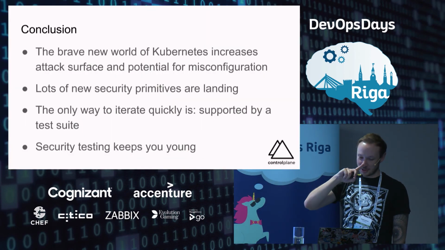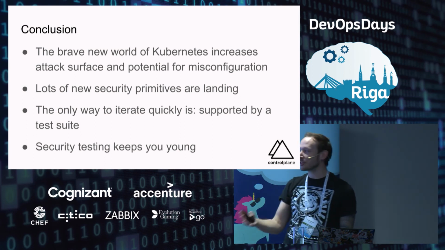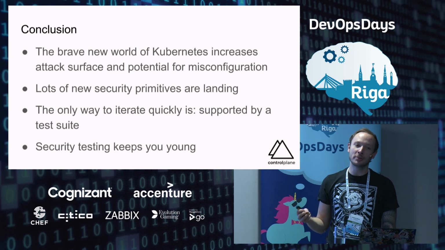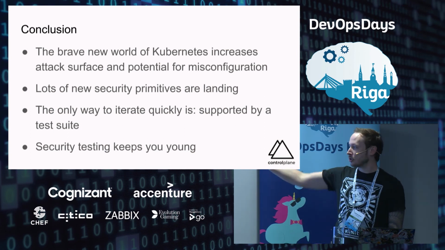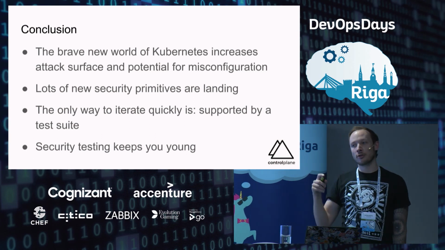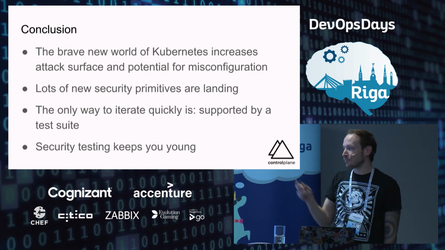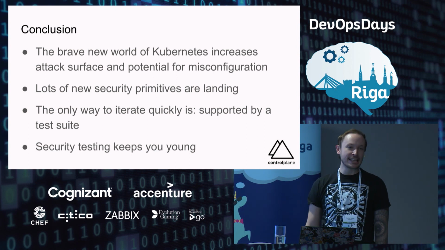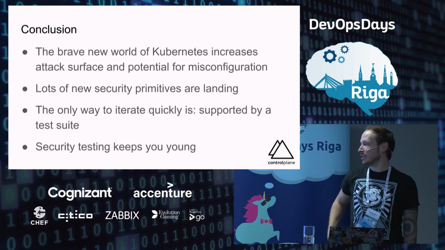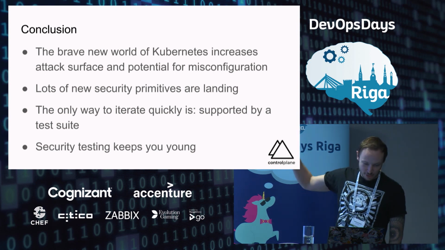The brave new world of Kubernetes has a far greater attack surface than it used to, and a lot of the problems that we see are just misconfiguration issues. So there's lots of new security primitives, but we have to test them and be sure that our configuration for their use is correct. The only way to iterate sanely and without getting woken up at 3 o'clock on a Sunday morning is with a test suite, and security testing keeps you young.